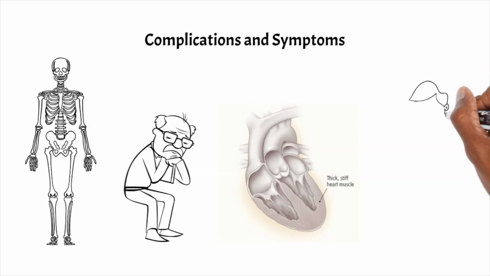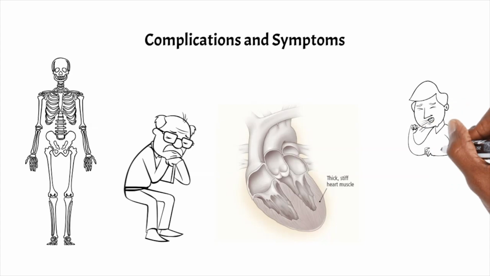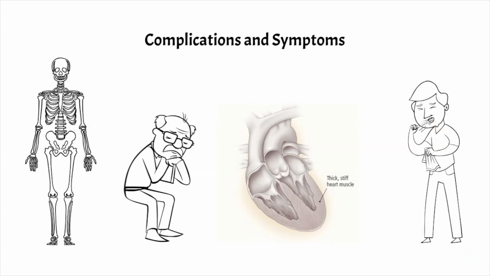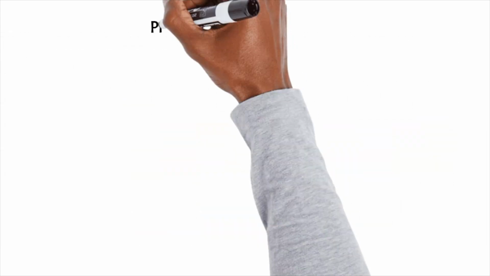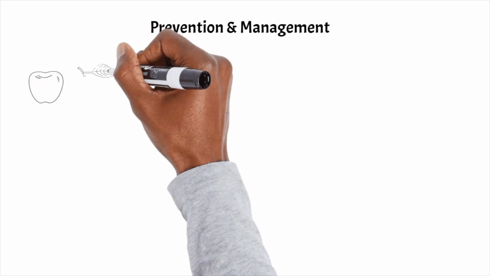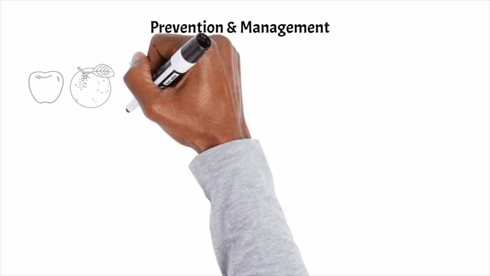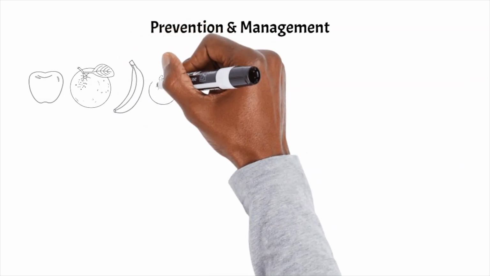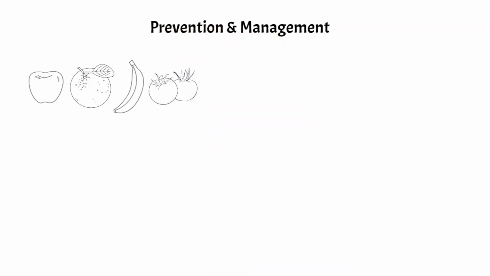Infections are also common in individuals with chronic renal failure due to a weakened immune system. Urinary tract infections, pneumonia, and skin infections are all very common. In regards to prevention and management, maintaining a healthy lifestyle by eating a healthy diet, exercising, and avoiding toxins such as smoking and excess alcohol consumption can help in prevention of chronic renal failure. This also helps to prevent diseases such as diabetes and hypertension that could eventually lead to renal failure.